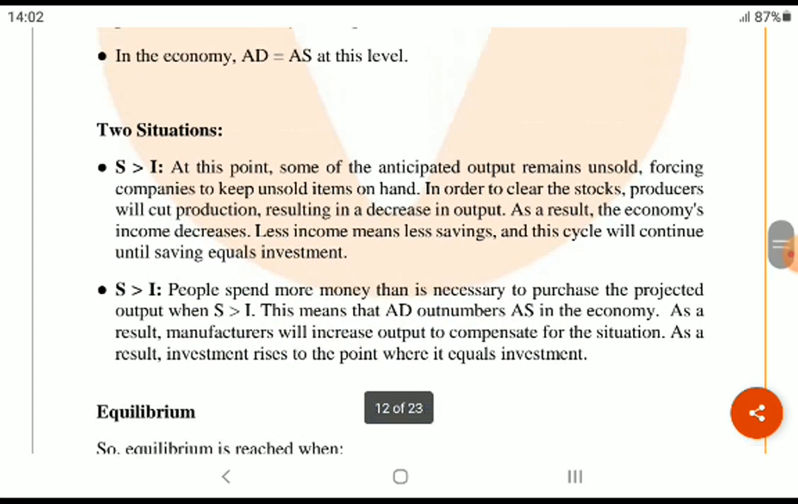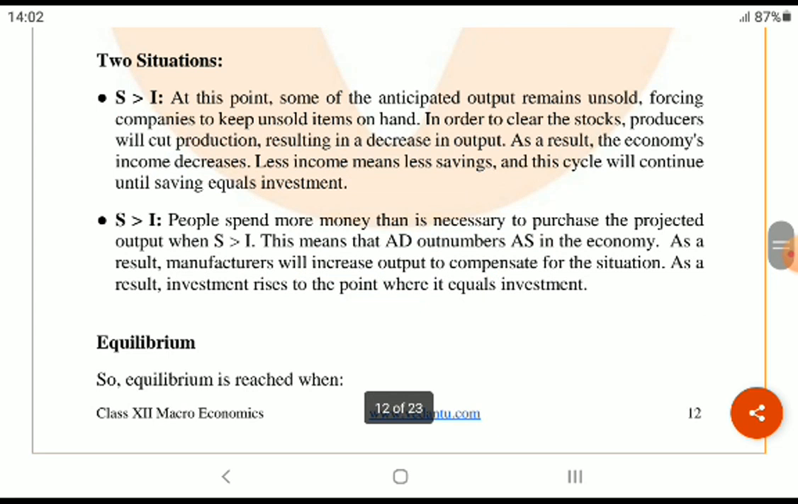Two situations are there here also. S is greater than I. People spend less, some of the anticipated output remains unsold, forcing companies to keep unsold items on hand. Less income means less savings, and this cycle will continue until savings equals investment.